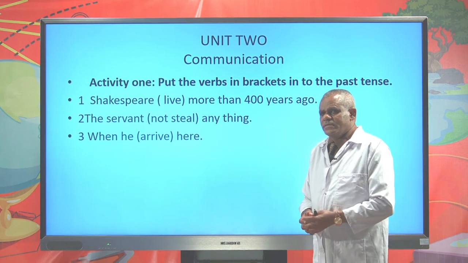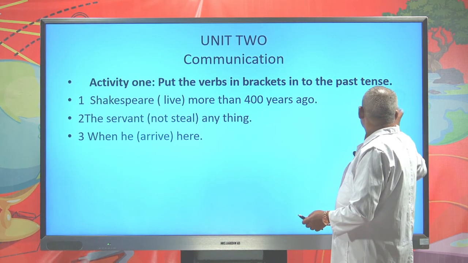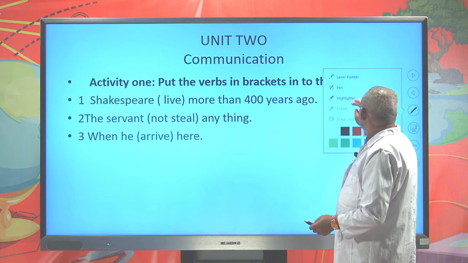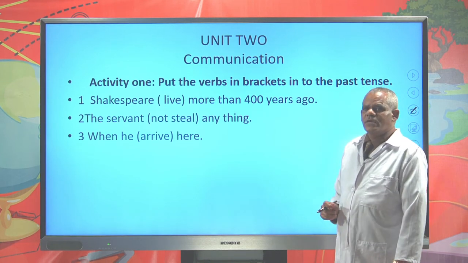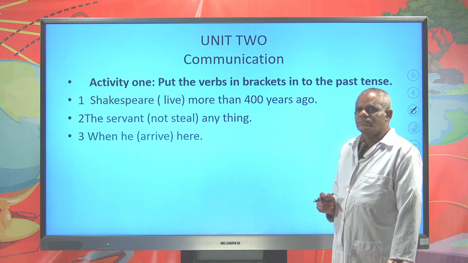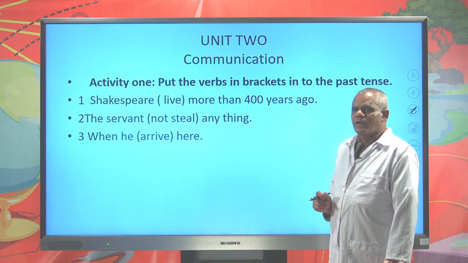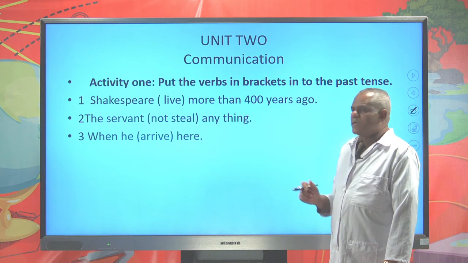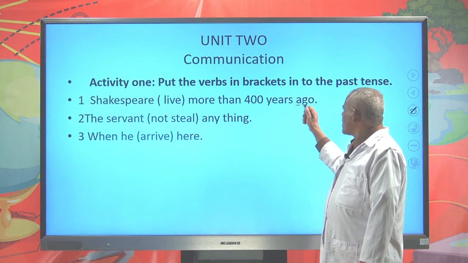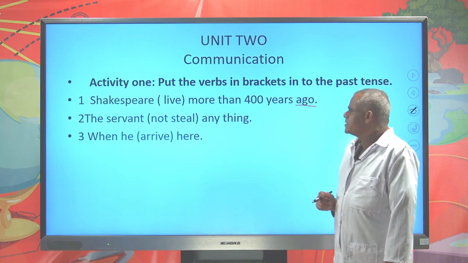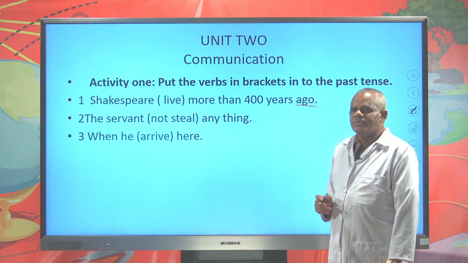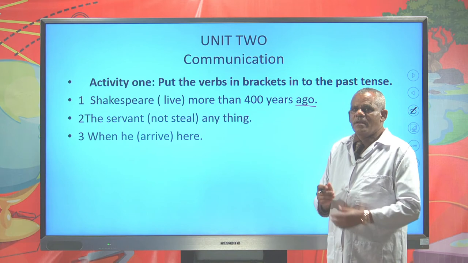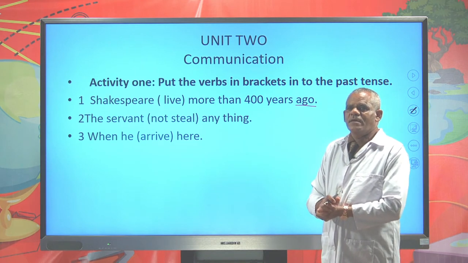Good. That's why I've already said that you have your own experience that you have learned so far about different kinds of tenses. Shakespeare lived more than 400 years ago. That's good. Because of what? Because of "ago". It's obvious that the verb becomes "lived". Shakespeare lived more than 400 years ago.